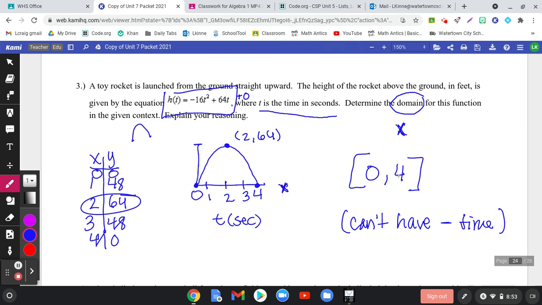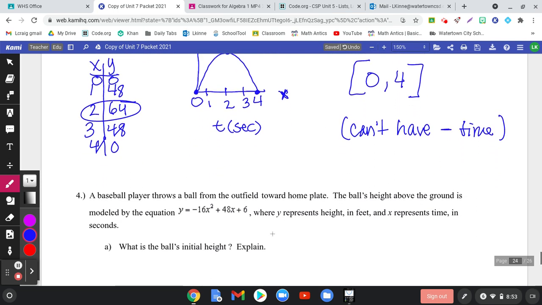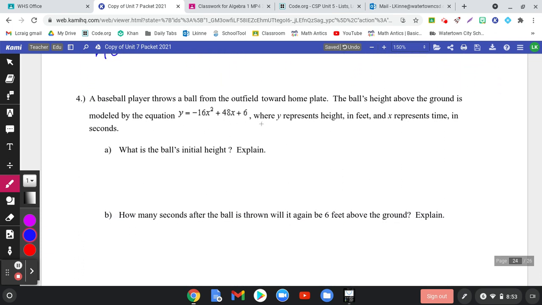Okay, so it's just asking about domain there. All right. This last question's a little tricky. You're going to see that you can't see the vertex in there, but we'll talk about it.